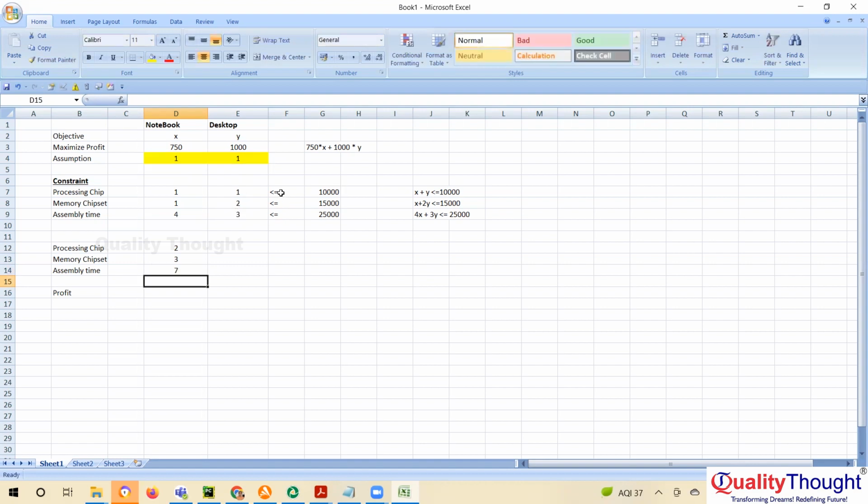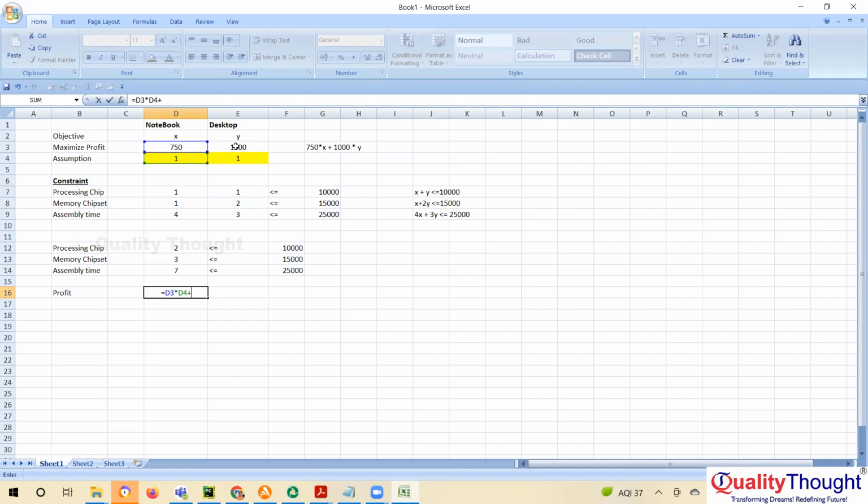So if you decide to make only 1, this is what you get. And of course, 237 is less than 10,000, 15,000, 25,000. And how much profit will you get? Profit is going to be 1750 into 1.